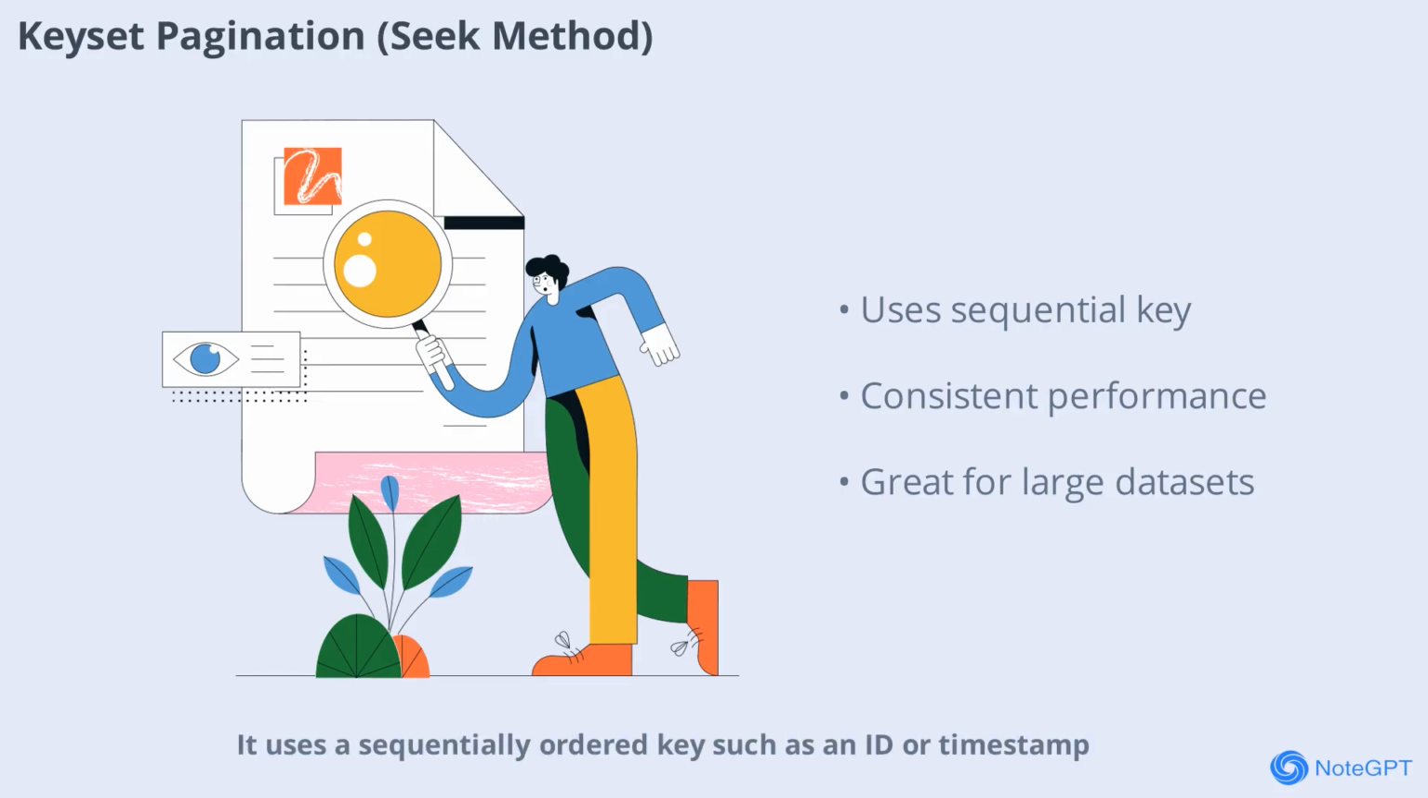It uses a sequentially ordered key, such as an ID or timestamp, to paginate through data. This approach provides consistent performance and replicable results, regardless of dataset size or update frequency.